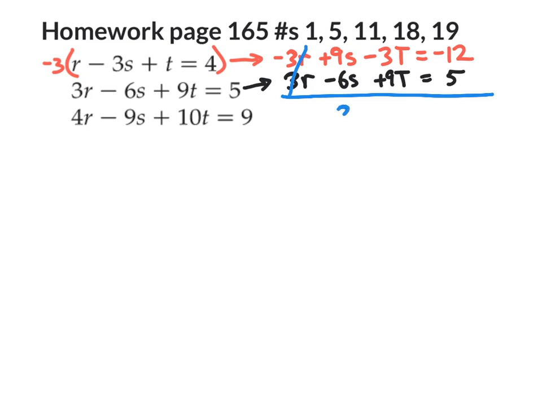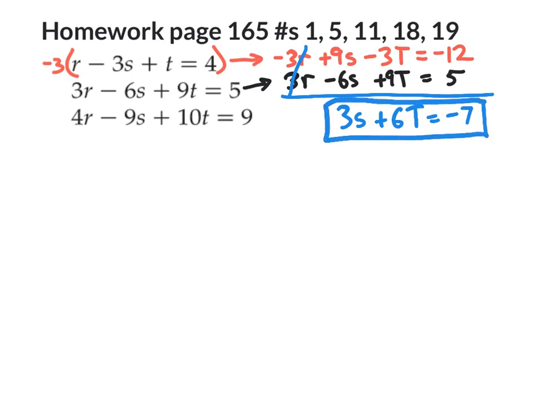9 take away 6 is 3 with an s. -3 plus 9, that's positive 6 with a t. And then -12 plus 5 is -7. Ladies and gentlemen, this is a new equation that only has 2 letters. It only has 2 variables. This is what we call new equation number 1.